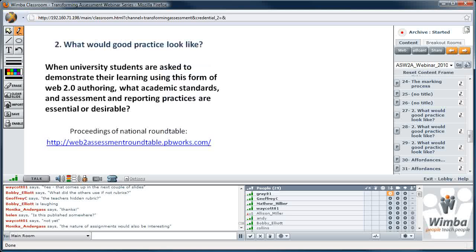And this question that you see on the slide here was really what the focus of that get-together was. What are the issues, what are the opportunities, and how do we make sure that as we allow and encourage and enable academics to work with this form of student learning assessment, we maintain the academic values that we think are important.